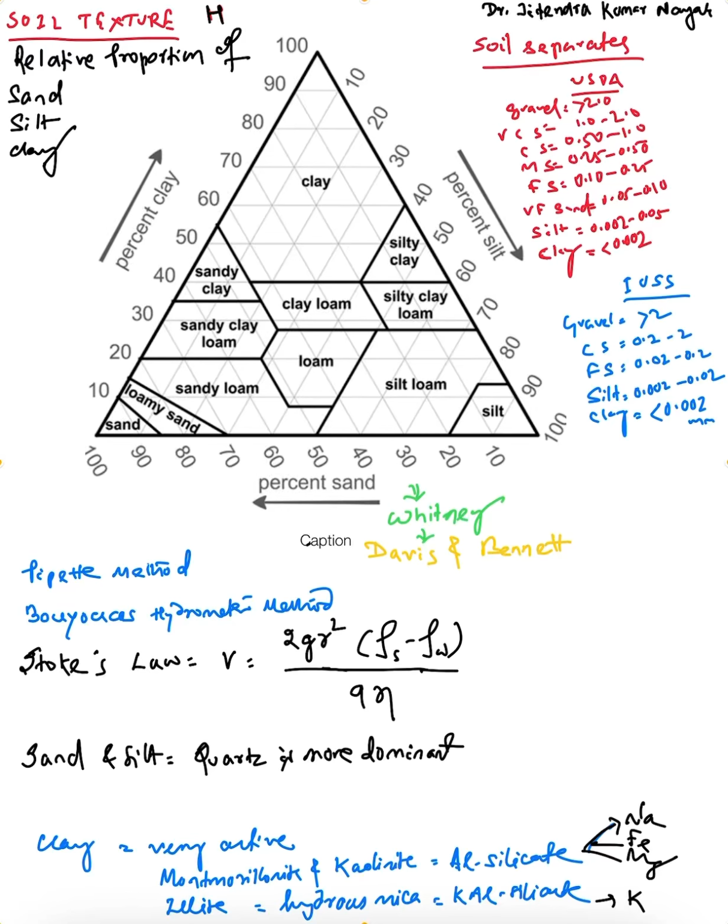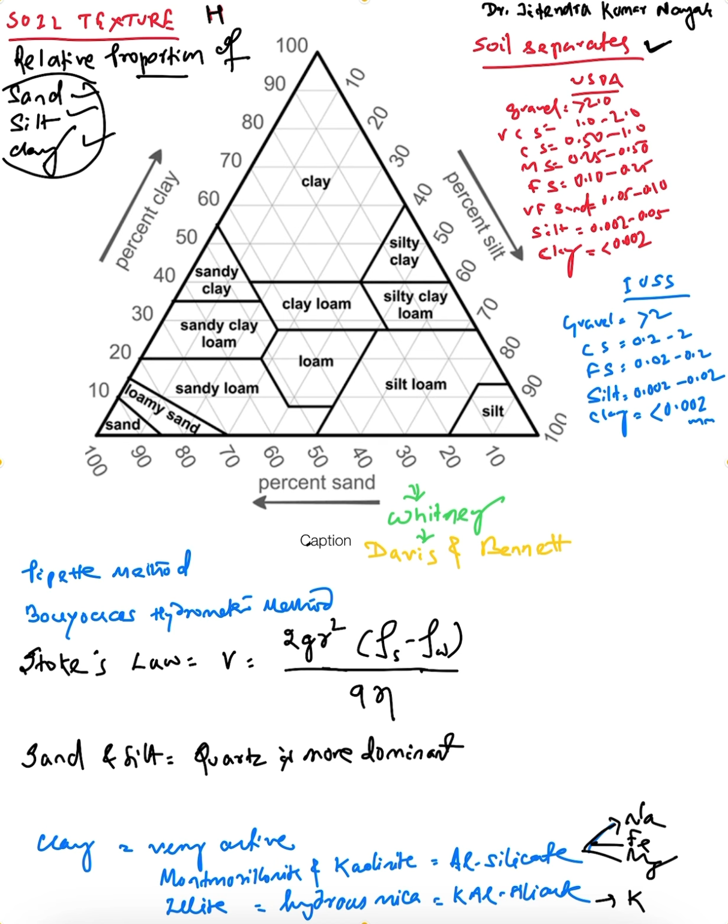So today we are going to discuss the important concept behind soil texture. Soil texture means the relative proportion of sand, silt and clay. That means first of all you should know what is meant by soil, sand, silt and clay. These sand, silt and clay are called soil separates.